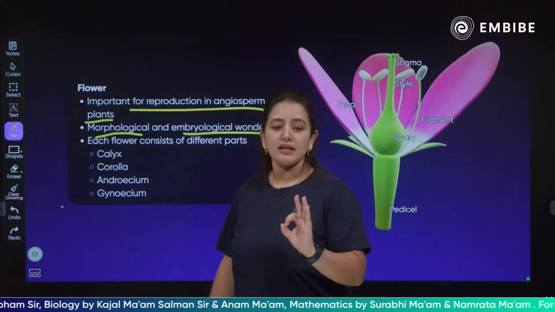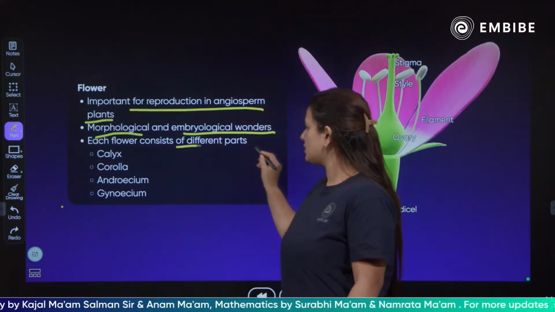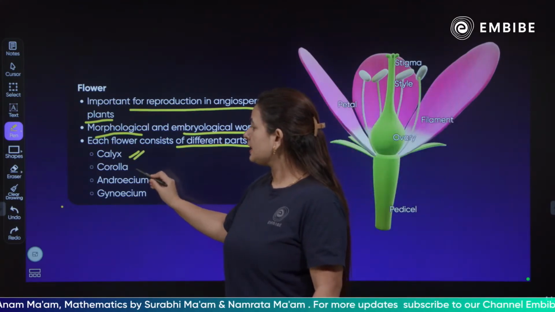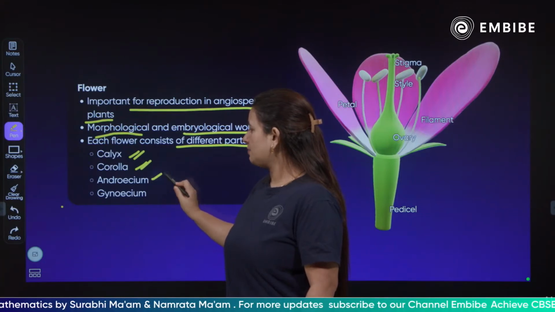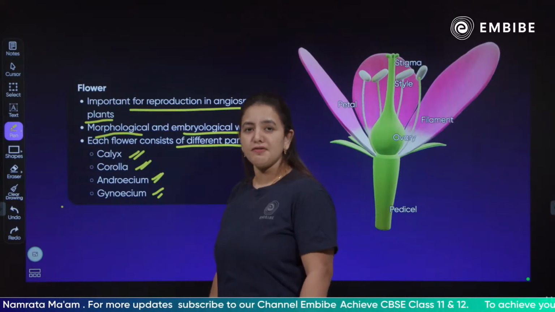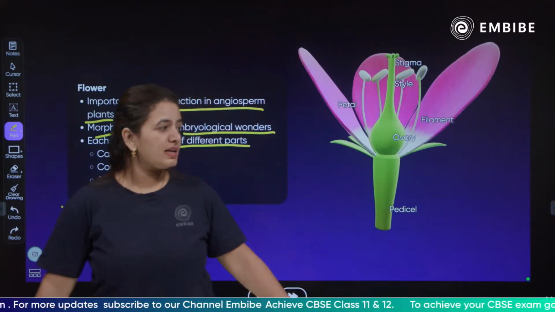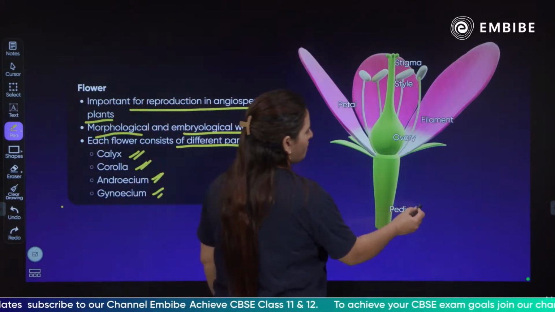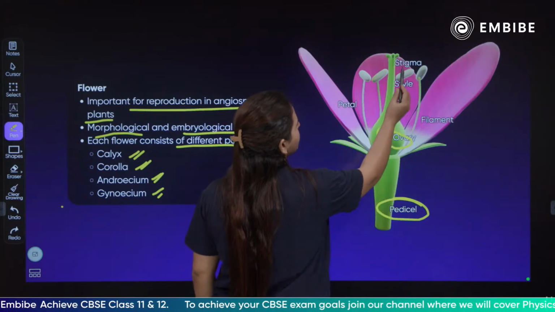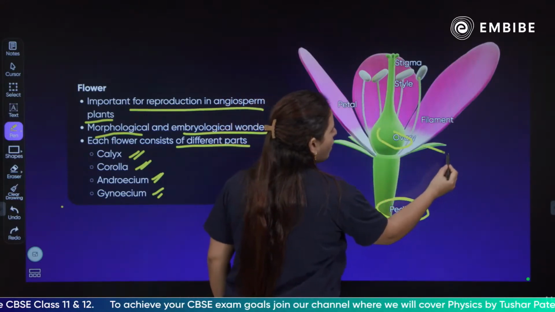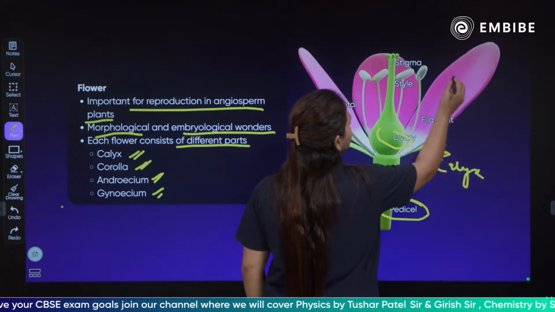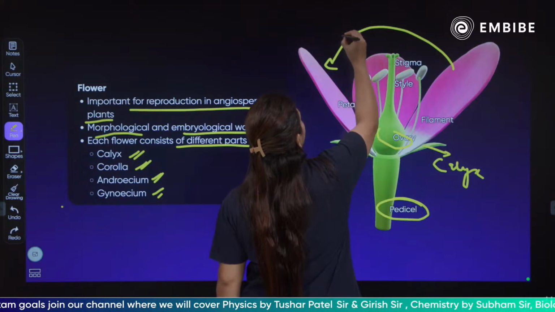So each flower consists of different parts. What are the different parts each flower has? They have calyx, they have corolla, and they have androecium, the male reproductive part, and the gynoecium, the female reproductive part in the flower. As you can see over here, children, this is your pedicel, this is your ovary, this is a filament, style, stigma, petal. And this is your calyx. These colored petals are the corolla.